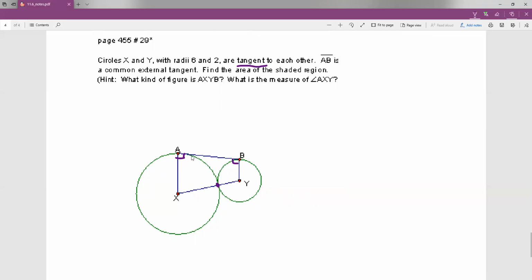Oh, there's no shaded region. The shaded region area should be this area. They want you to find this area. All right. So it asks, hey, what kind of figure is AXYB? What is the measure of AXY?